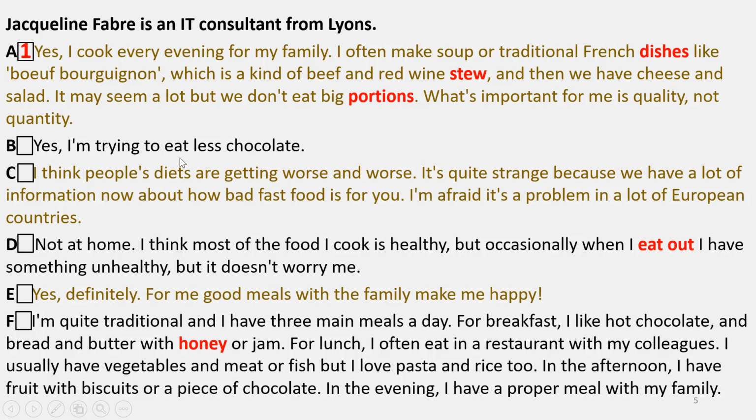Okay. And for question 2, what do you normally eat in a typical day? And Jacqueline says, I'm quite traditional and I have 3 main meals a day. For breakfast, I like hot chocolate and bread and butter with honey or jam. For lunch, I often eat in a restaurant with my colleagues. I usually have vegetables and meat or fish, but I love pasta and rice too. In the afternoon, I have fruits with biscuits or a piece of chocolate. In the evening, I have a proper meal with my family.